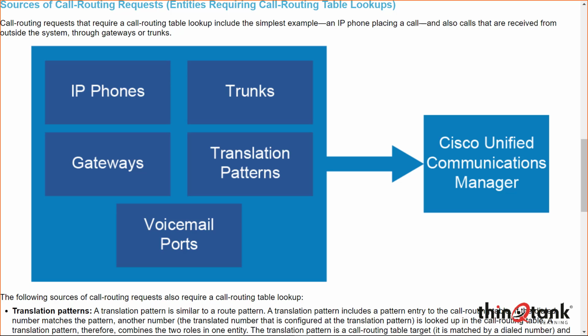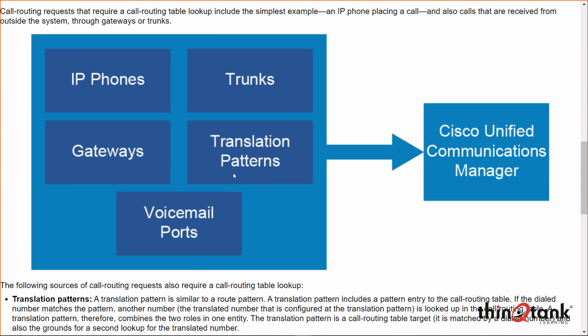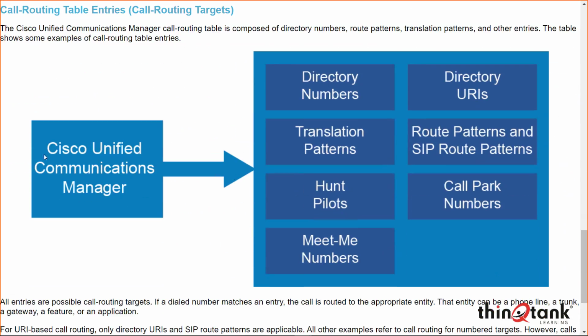The call routing entries that go into the database in Call Manager. We have directory numbers, or DNs. Those get assigned to our phones. We have directory URIs, which are the aliases that allow us to map over to a DN. We have route patterns. Route patterns are typically your outbound patterns, like your PSTN dialing patterns that you're going to use to route calls. Directory numbers usually get assigned to phones. Directory URIs get referenced to directory numbers, which are assigned to phones.